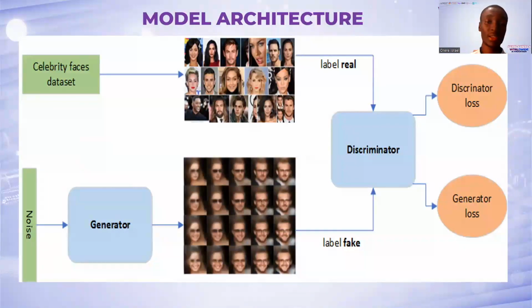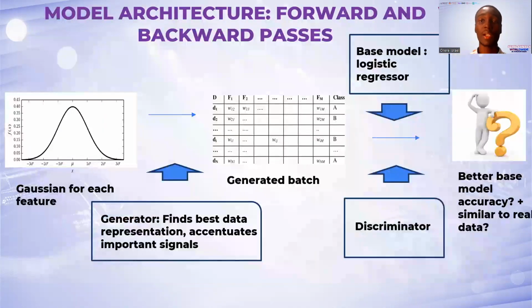In my model architecture, I start with a discriminator, where this discriminator is trained to distinguish between fake generated samples and the real data samples. So it knows whether a generated batch of samples is fake or real. For the generator, I start with a Gaussian for each feature. So we repeatedly draw samples from that Gaussian for each feature. We populate all of the features, then we generate a batch.